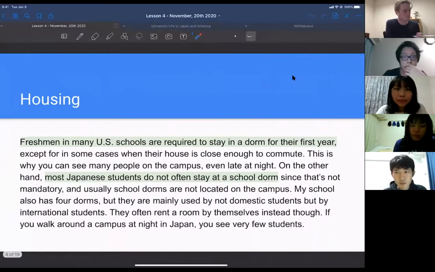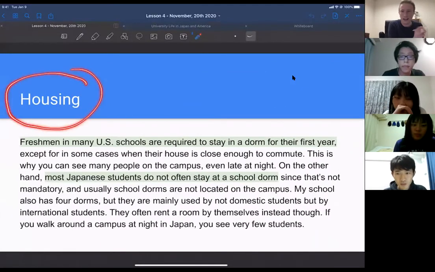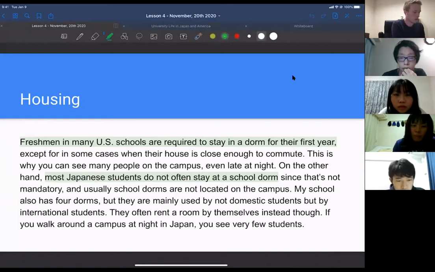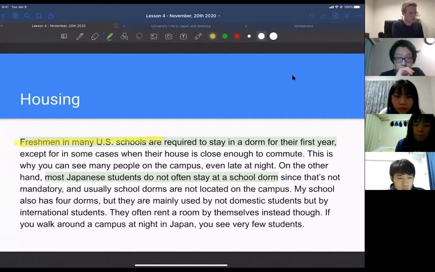So first, the first thing to talk about is housing. Housing is a topic that's very different with each country. And for example, in America, it's different in each university, depending on if you're in the city or in the mountains or in the countryside. But the most important thing here that she talks about is that freshmen in many US schools are required to stay in the dorm for the first year. The most important thing here is required.